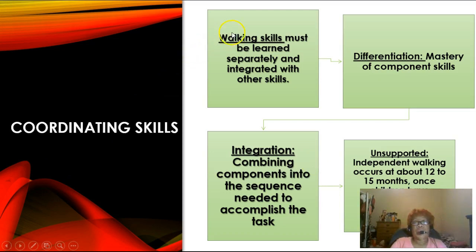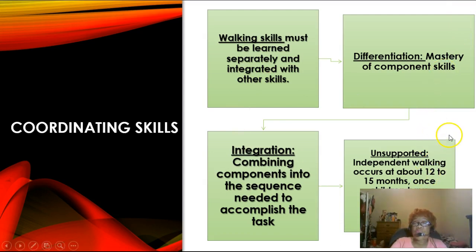Coordinating skills. Here you see, we know that walking skills must be learned separately and integrated with the other skills. Integration is combining the components into a sequence needed to accomplish the task. So there is a process of learning to walk, and when all of these skills are integrated, then the toddler learns to walk. Differentiation, mastery of these component skills. Once they master all of these skills integrated together, then they have mastered them and learned to walk.